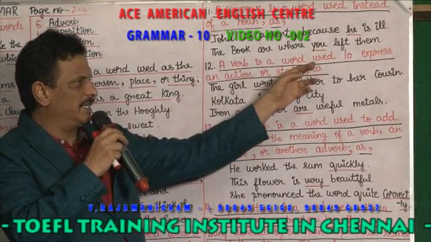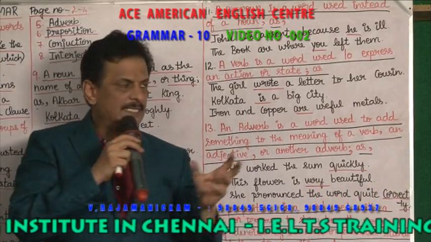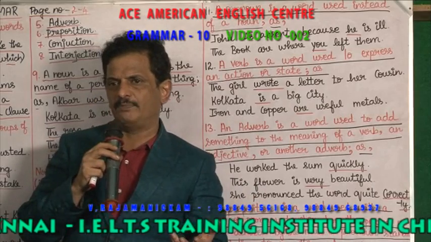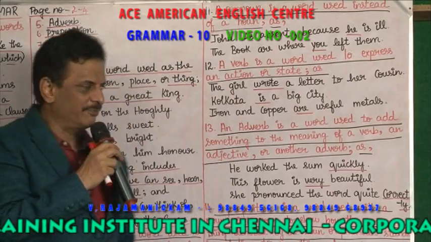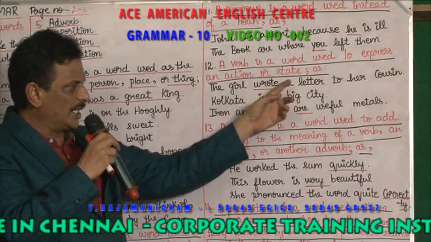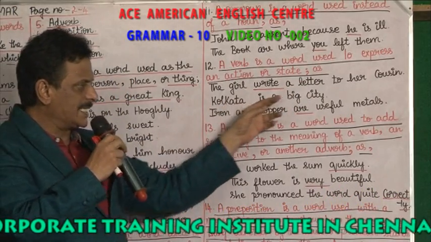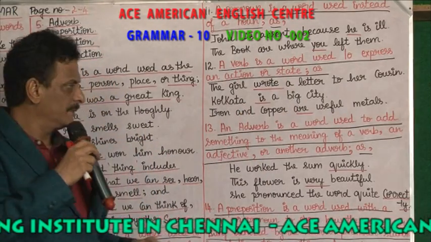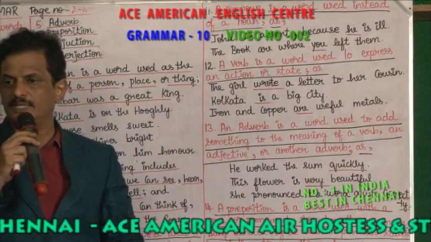A verb is a word used to express an action or state. State means what? Am, is, are, was, were, will be, shall be, right? State of being, or an action which you do. The girl wrote a letter to a cousin. Wrote is the verb here. Kolkata is a big city. Is this a state verb or be verb? Gold and copper are useful metals. This are is the be verb, that is the state verb.